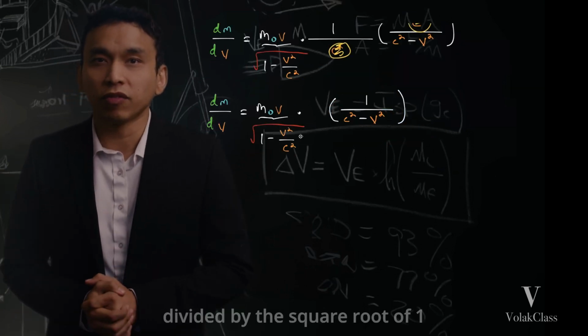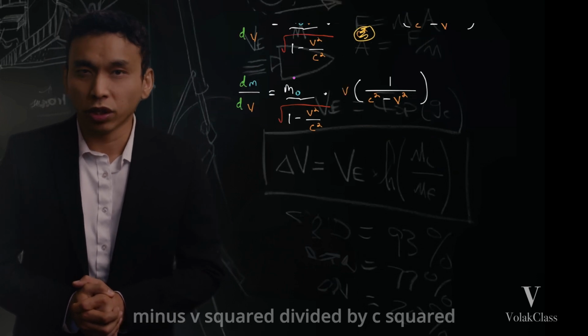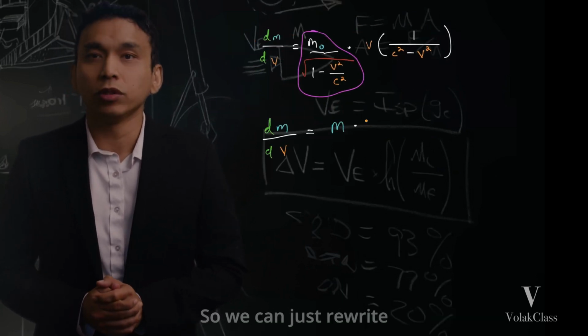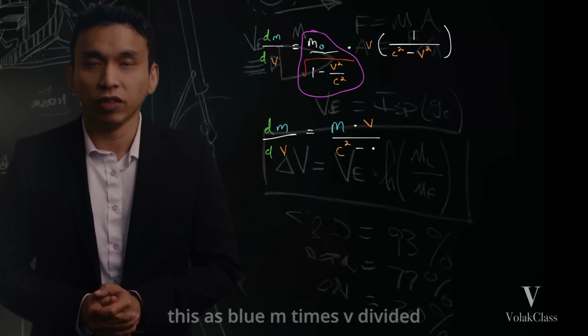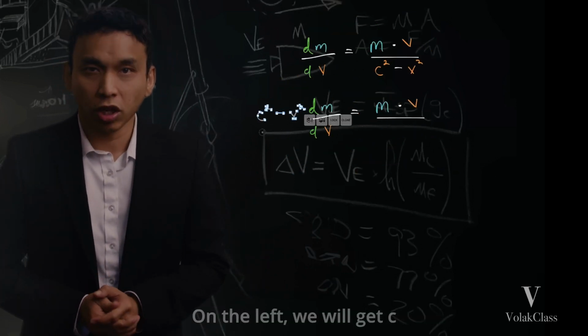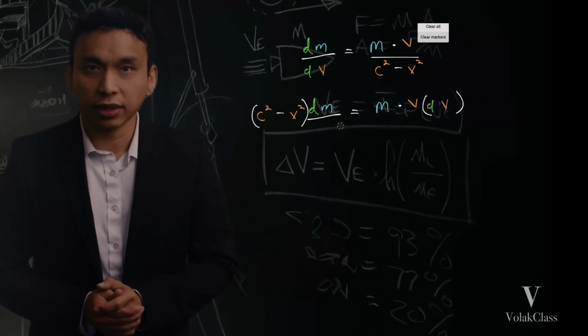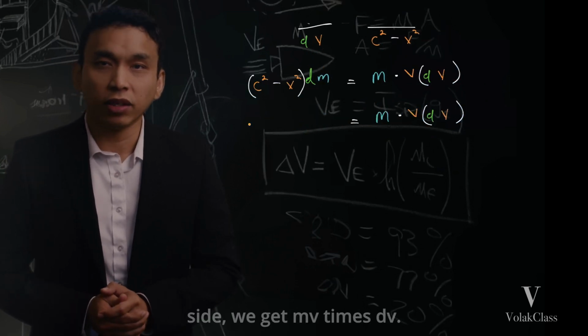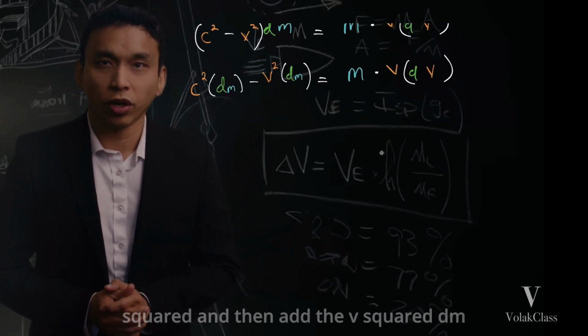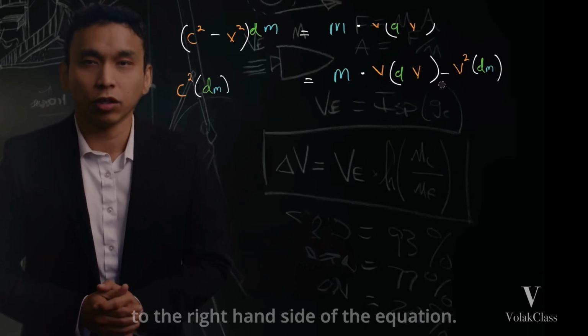Notice that the m0 divided by the square root of 1 minus v squared divided by c squared is the equation we started with, so we can just rewrite this as m times v divided by c squared minus v squared. We can cross multiply the fractions. On the left we will get c squared minus v squared times dm, and on the right-hand side we get mv times dv. On the left we will distribute the dm to c squared minus v squared and then add the v squared dm to the right-hand side of the equation.